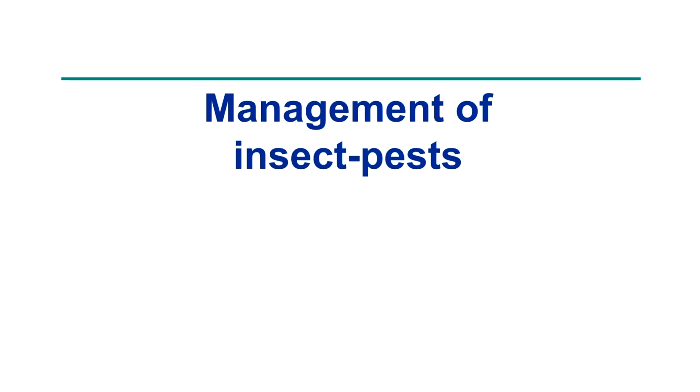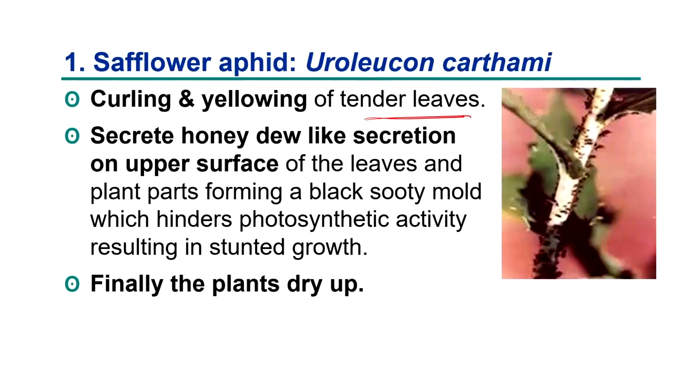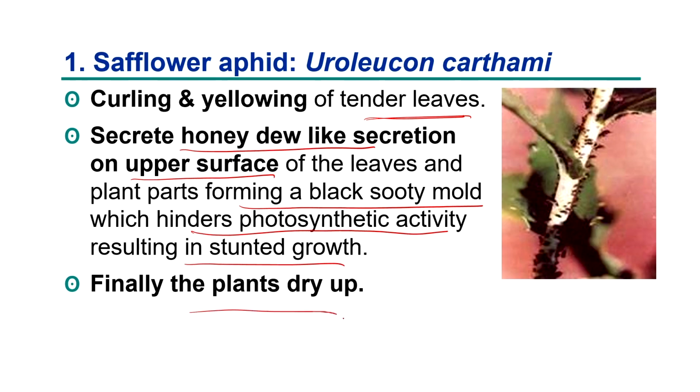Now let us see the management of insect pests in safflower crop. So you can see safflower aphid, curling and yellowing of tender leaves. This is the typical symptom of the aphid, and what happens, the adults and nymphs of this aphid suck the sap from different plant parts, and they also secrete honeydew-like secretion on the upper surface of the leaf and plant parts, forming a black sooty mold which hinders photosynthetic activity, resulting in stunted growth, and finally the plant dries up.